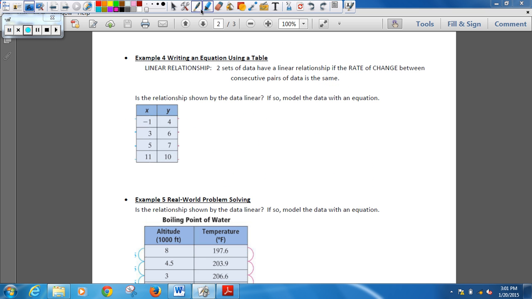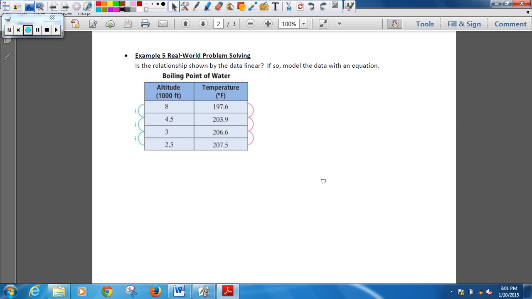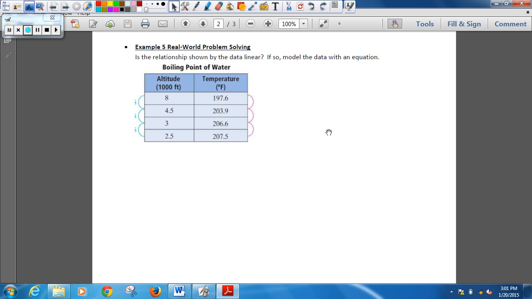Example number 5 is our real-world problem solving again. It says, is the relationship shown by the data linear? If so, model it with an equation.